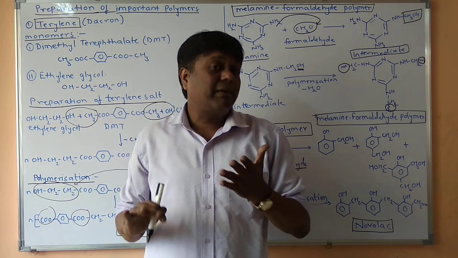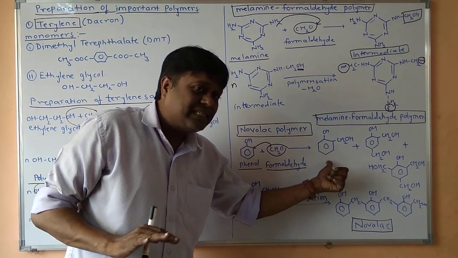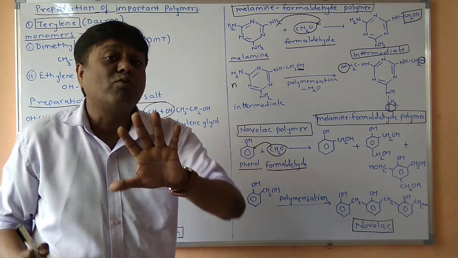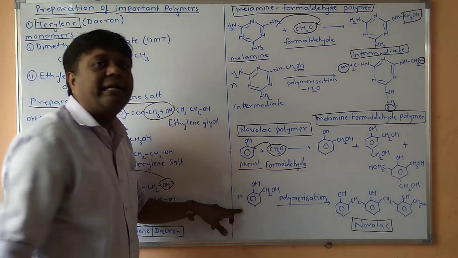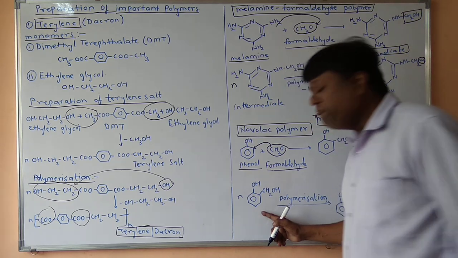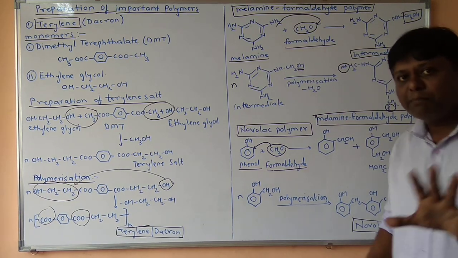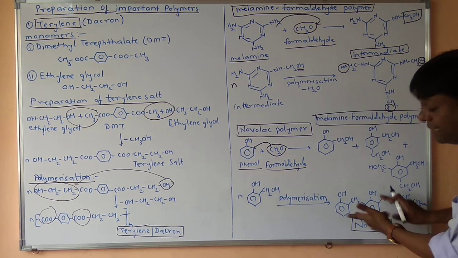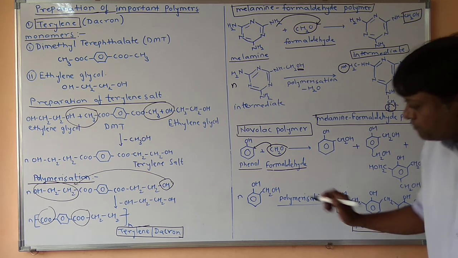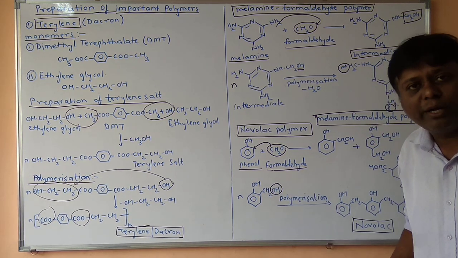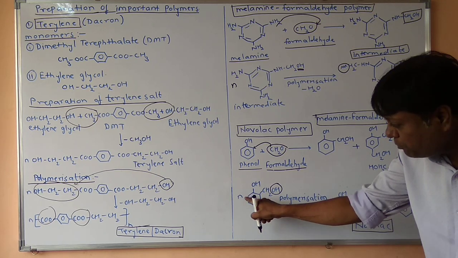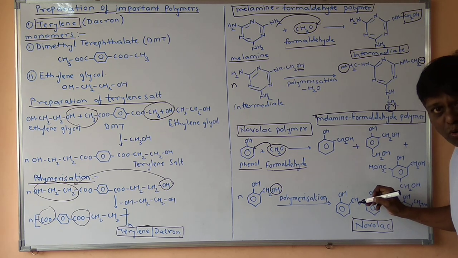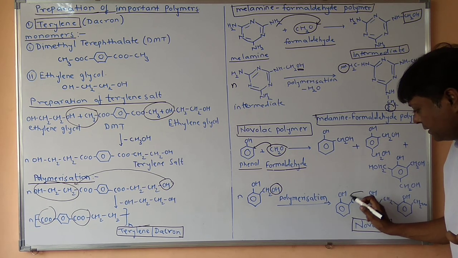If for the polymerization process we take this structure here for polymerization, see, there is a removal of H2O. N times we are taking this molecule. Now if we take this n times, then there is a removal of H2O. Like this ring, when it comes in front of this, then there is a removal of H2O. How? The OH from CH2OH and the hydrogen from this position here, there is a removal of H2O this side.